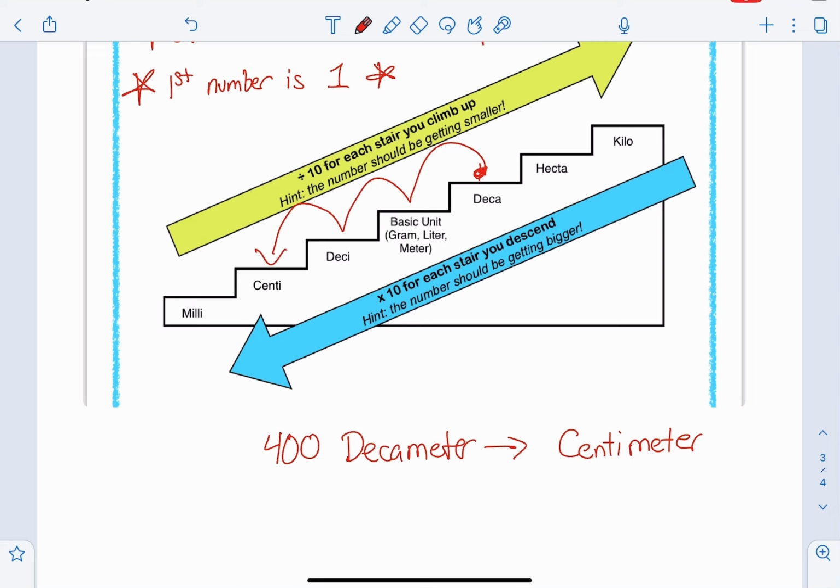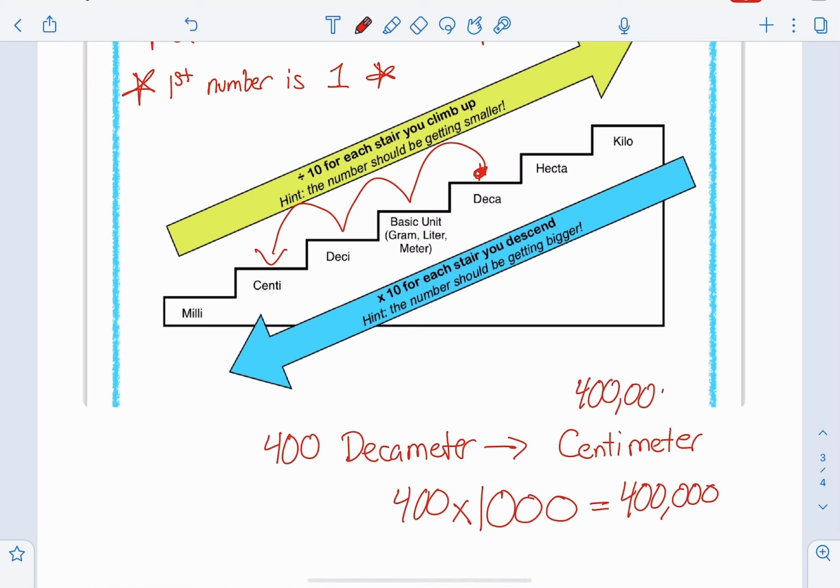So I'm going to go down 1, 2, 3 steps. So I'm going down, which means I'm going to multiply. The first number is always a 1. I went down 3 steps, so I'm going to have 3 zeros. So I'm going to take 400, which was the amount I started with, 400 decameters, and to turn it into centimeters, I'm timesing because I went down the stairs. The first number is always a 1, and then I went down 1, 2, 3 stairs to get from deca to centi, so I have 3 zeros. If I do that math and I go 400 times 1,000, I get 400,000. So 400 decameters is 400,000 centimeters.